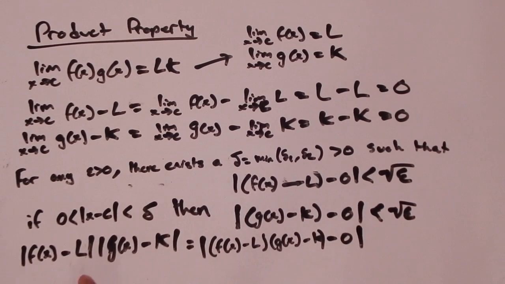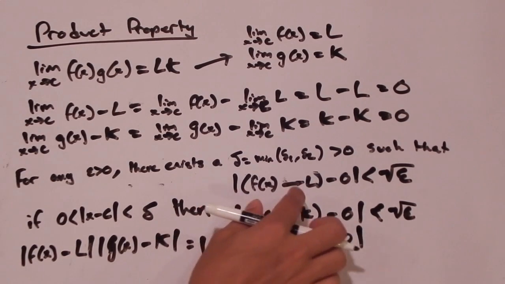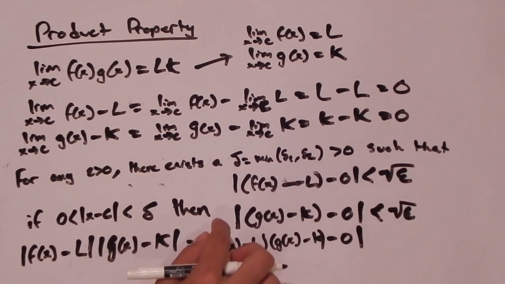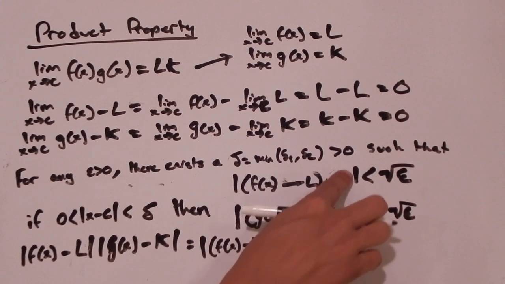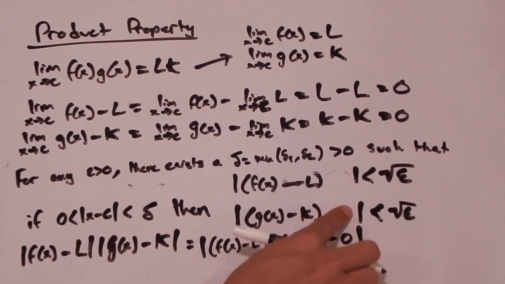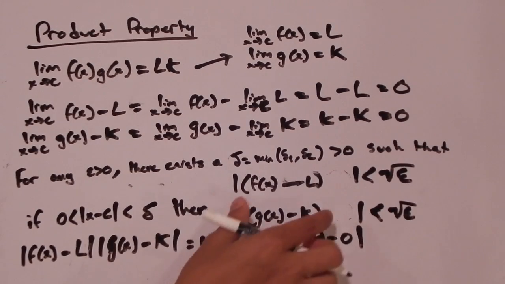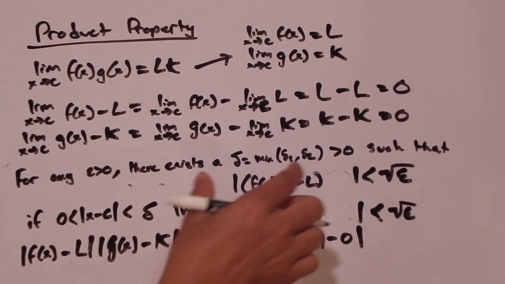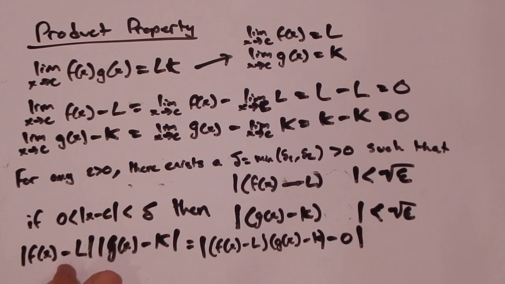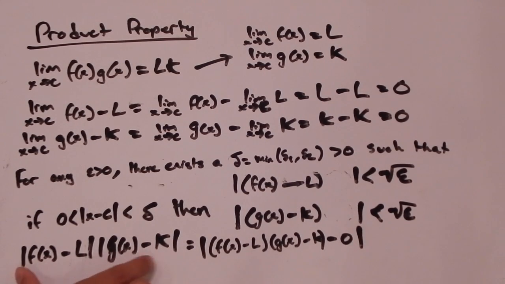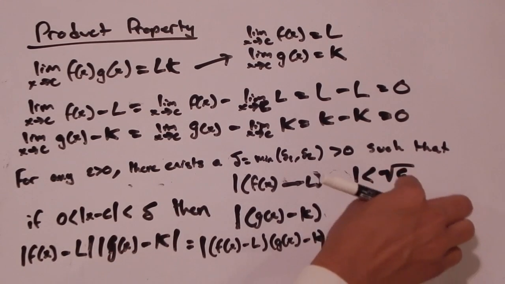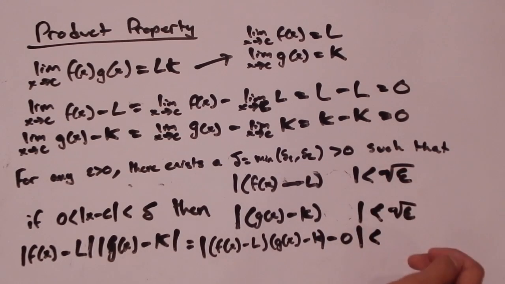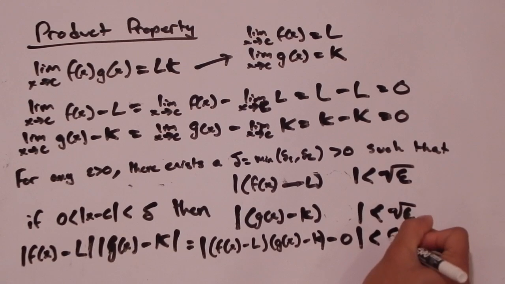Well, based on our statements, we know that if we pick an x value in this delta range, then the absolute value of f of x minus L minus 0 is less than the square root of epsilon, and the absolute value of g of x minus k minus 0, and these minus zeros we can get rid of, of course. Subtracting 0 from f of x minus L doesn't make a difference, or the same for g of x minus k. So we know these two absolute values are less than the square root of epsilon. So when we multiply them together, their product is going to be less than the square root of epsilon times the square root of epsilon. So their product is going to be less than epsilon.